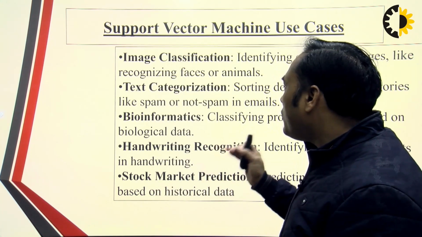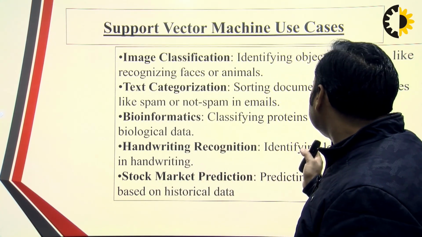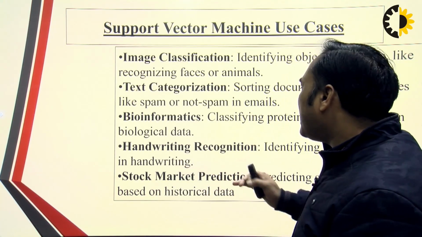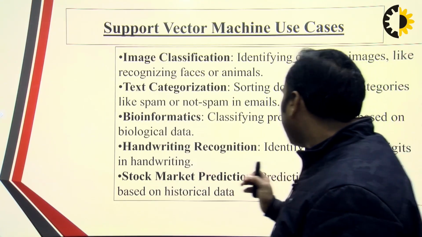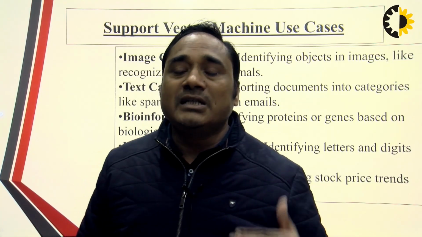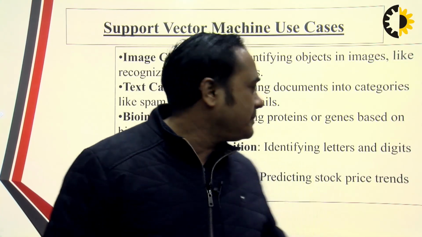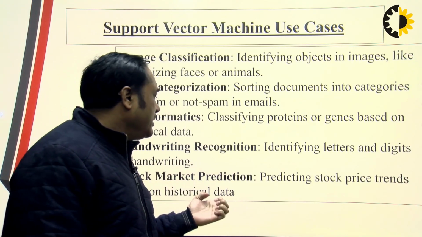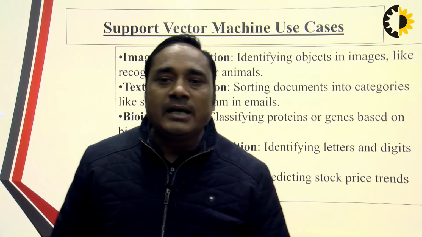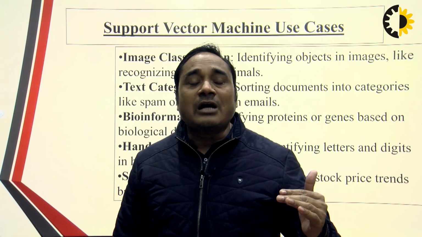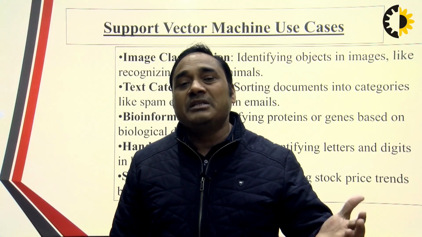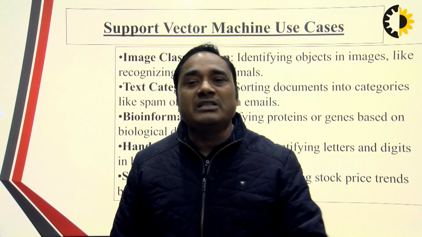Now in bioinformatics, classifying proteins or genes based on biological data is also a form of classification. Handwriting recognition means identifying the letters and digits in handwriting, so what the numbers and digits are, and they classify on that basis. Stock market prediction means predicting stock price trends based on historical data. On the basis of historical data and previous data, it can classify where the stock price is right now.